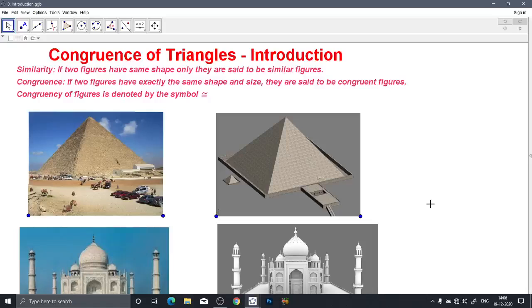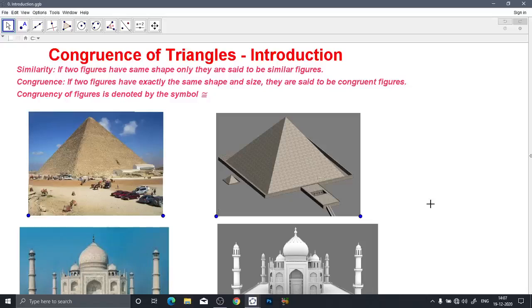But the meaning of congruence is, if two figures have exactly the same shape as well as the size also, the size also should be the same. As well as the shape, the size also should be the same. Then only those figures are said to be congruent figures. Otherwise, they are only similar, not congruent. As well as the shape, if the size is also the same, they are called congruent figures.